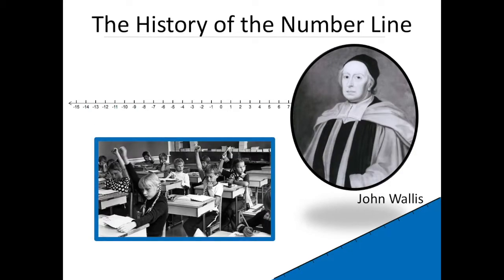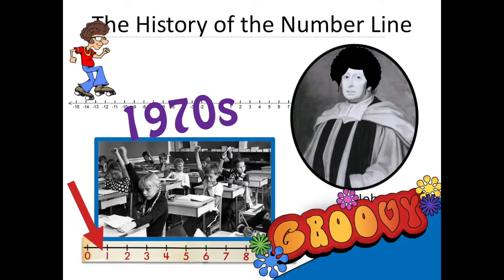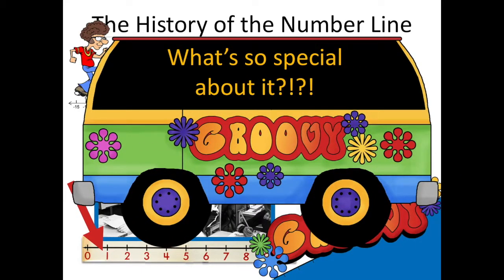It was in the groovy 1970s that a woman named Lorraine Macmillan developed a physical number line to be sold along with a teacher's guide on how to use it. The National Museum of American History has this one in its collection. All right, so you're probably wondering, hey, what's so special about it? Well, let me show you.